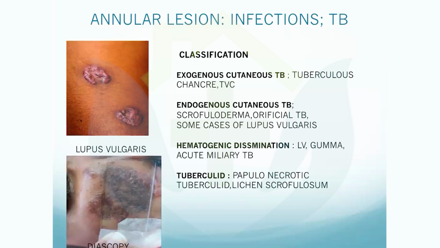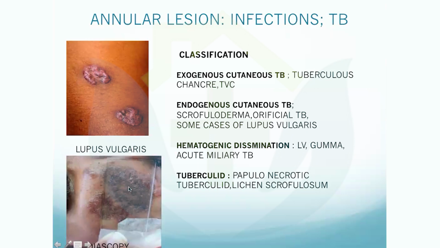Coming to the other infections, tuberculosis is again quite common in our country, and lupus vulgaris is a variant which presents as flat erythematous lesions, and with time it becomes indurated like this. If you press with a glass slide, you will see these tubercles, which are called apple jelly nodules, and this process is called diascopy.